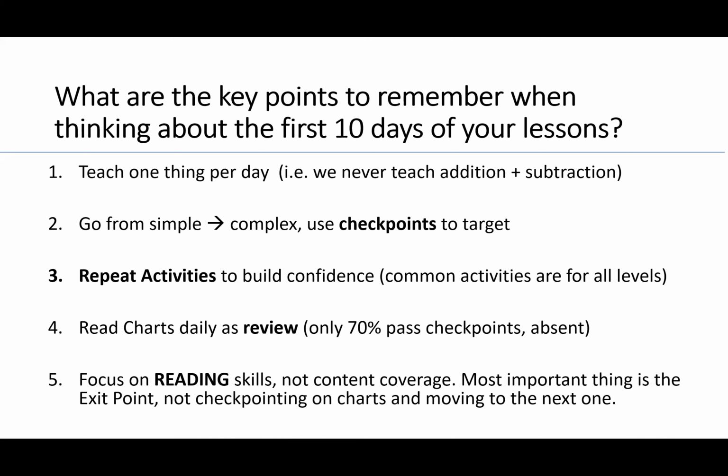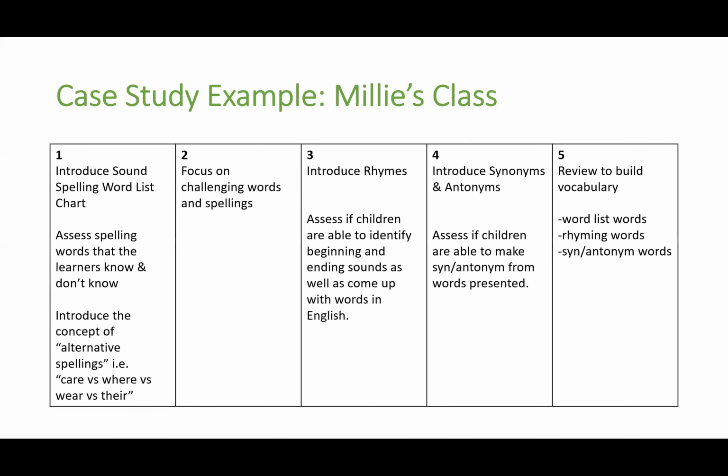So here's an example of Millie's class where we're applying those 5 principles, right? We're going to introduce the sound spelling word list. We're going to assess what spellings and words the children struggle with, and introduce this concept of alternative spellings, which you'll see there, that there are a lot of alternative spellings within the words on that spelling word list. You're going to focus in the next lesson on any challenging words or spellings that came up from the first lesson that you identified from your checkpoint.